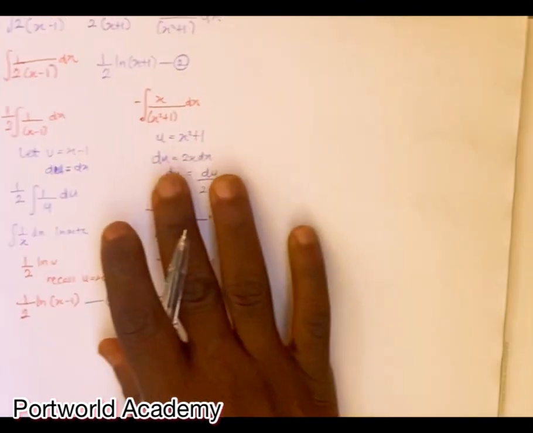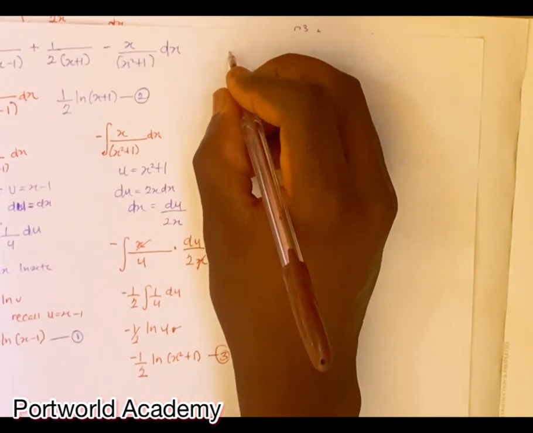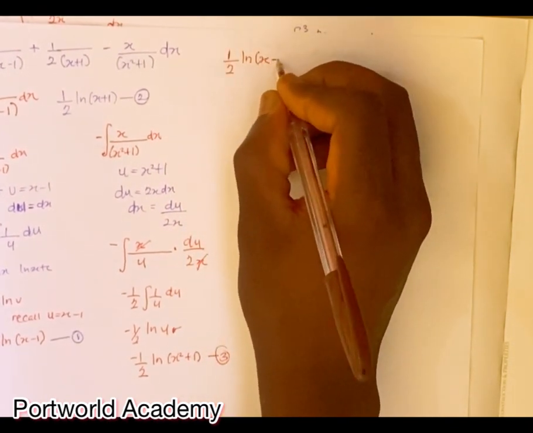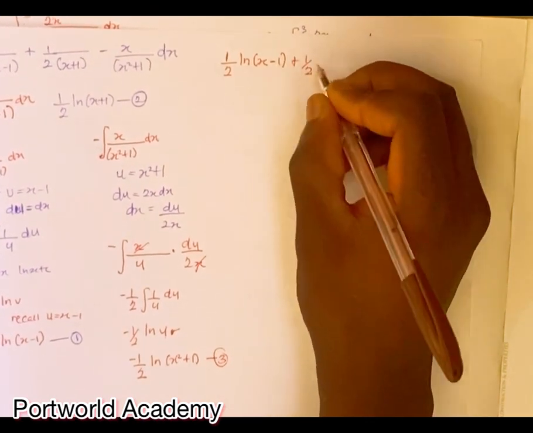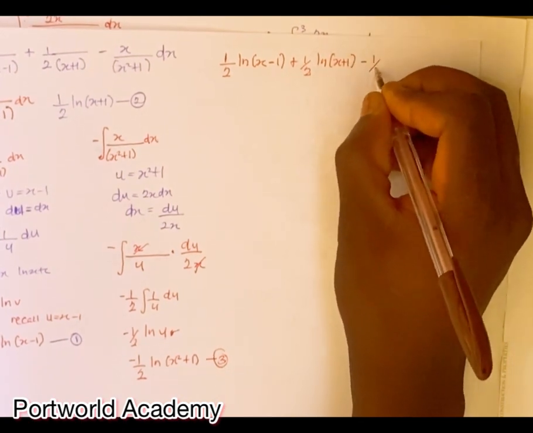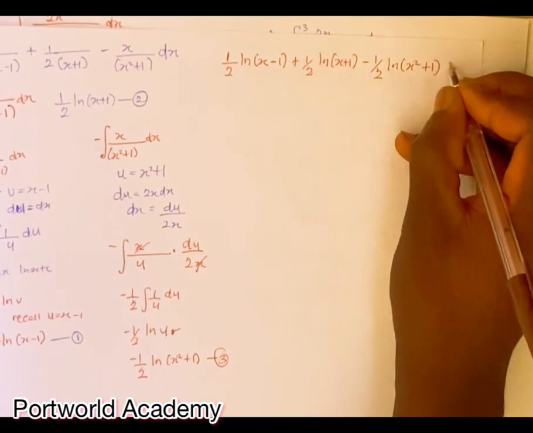So combining the integral of everything together, I'm going to have it to be 1 over 2 natural log of x minus 1, right? Then plus 1 over 2 natural log of x plus 1, then minus 1 over 2 natural log of x squared plus 1 plus c.